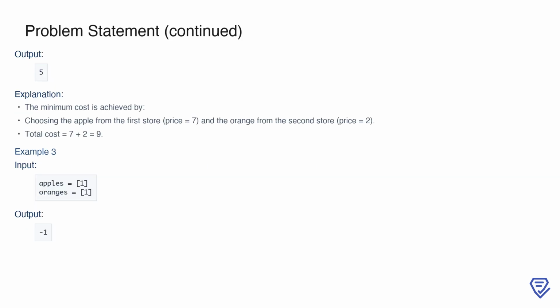In the second example, the input arrays are apples equals 7, 8, and oranges equals 3, 2. To find the minimum cost, we can choose the apple from the first store, priced at 7, and the orange from the second store, priced at 2. This combination results in a total cost of 7 plus 2 is equal to 9. Therefore, the output for this example is 9. Remember, the condition that the apple and orange must come from different stores is still being upheld.